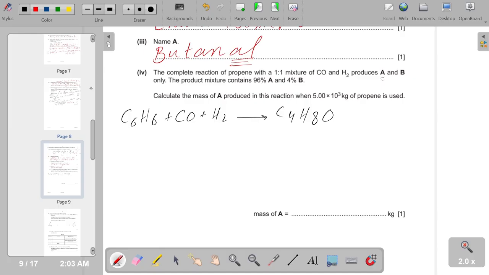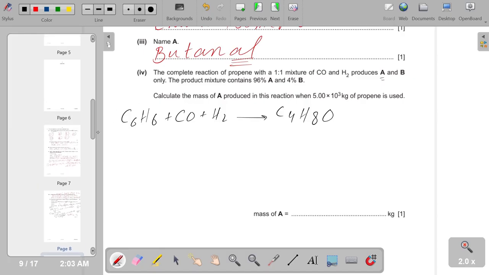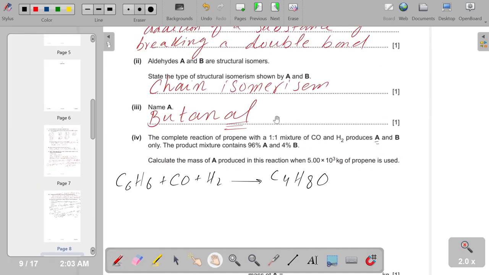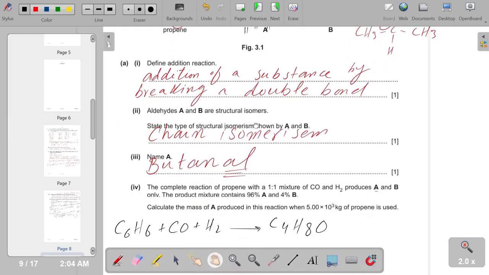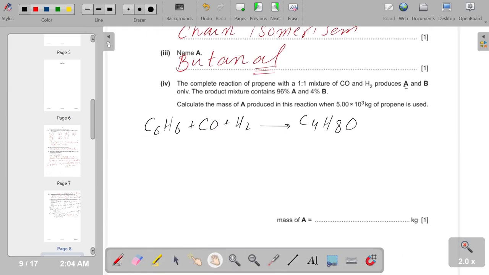Let me make it clear for you here. If you see the structure, you can count one hydrogen, two hydrogen, three hydrogen, 4, 5, 6, 7 and 8 hydrogens. How many carbons are there? 1, 2, 3, 4 carbons, 8 hydrogens, with oxygen. So C4H8O. I hope you got this point.